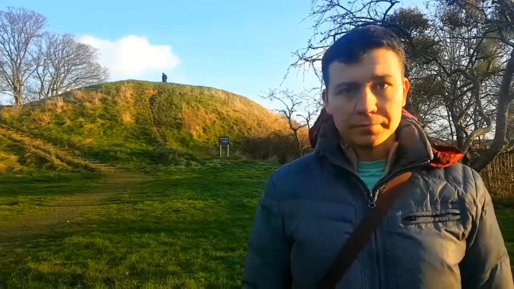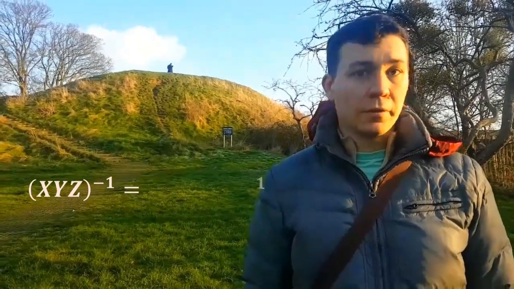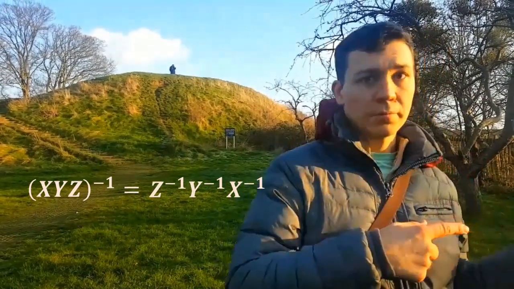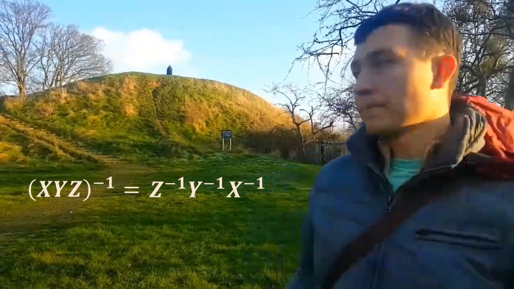About the following formula. The inverse of a sequence of actions is equal to the sequence of inverse actions, but in inverse order. I want to visualize this using the Cambridge hill, which is behind me.